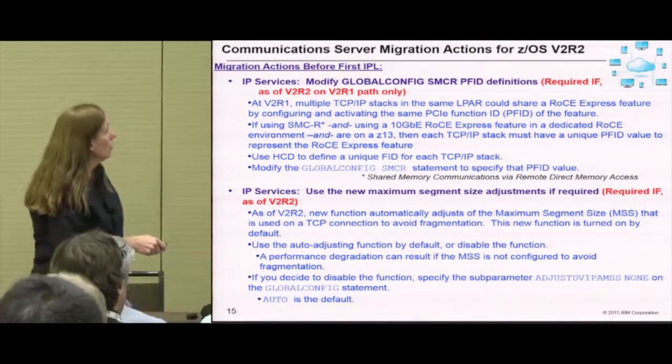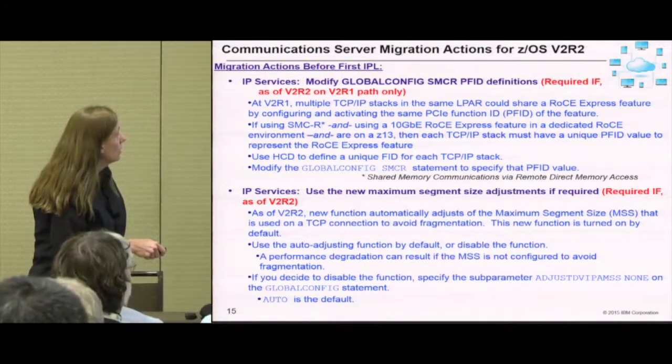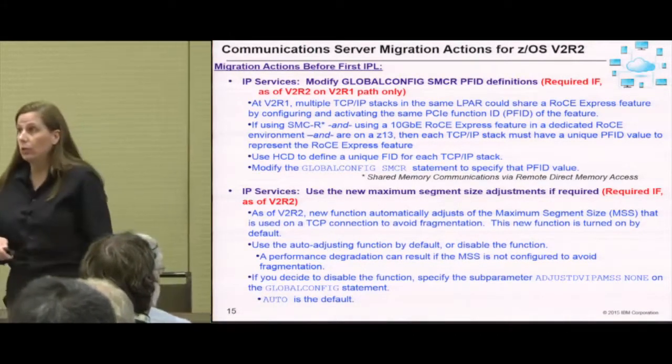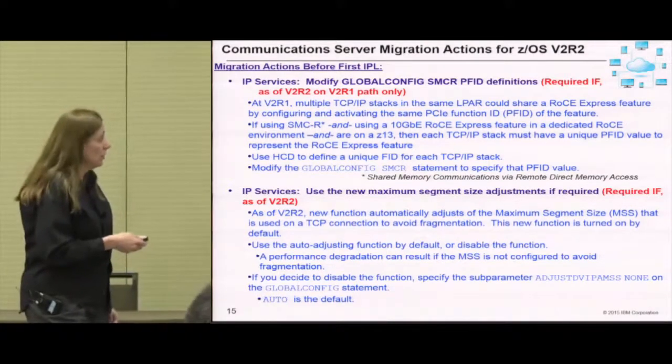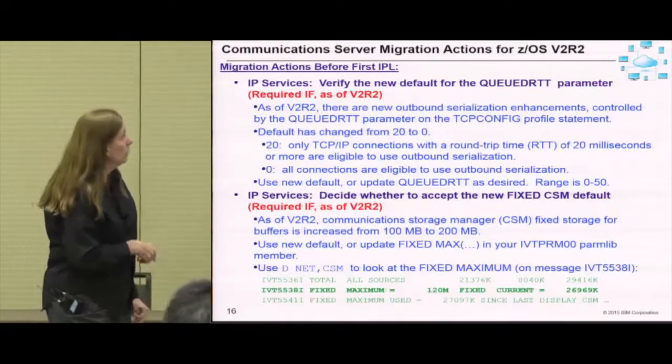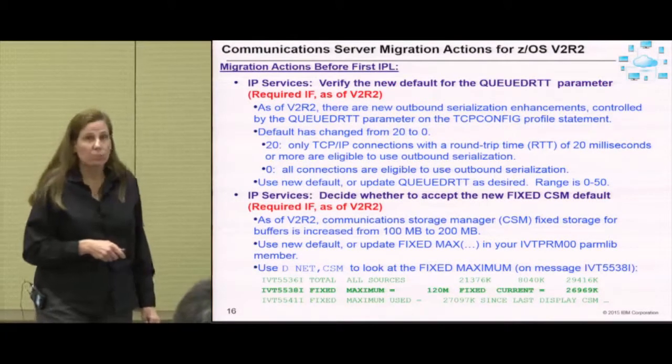If you do want to turn it off, you can go into Adjust DVIPA MSS and say None. If you're having problems with it, you can turn it off. But I'd recommend you keep it on as long as it's being okay for you. Okay, more default changes in Communications Server.